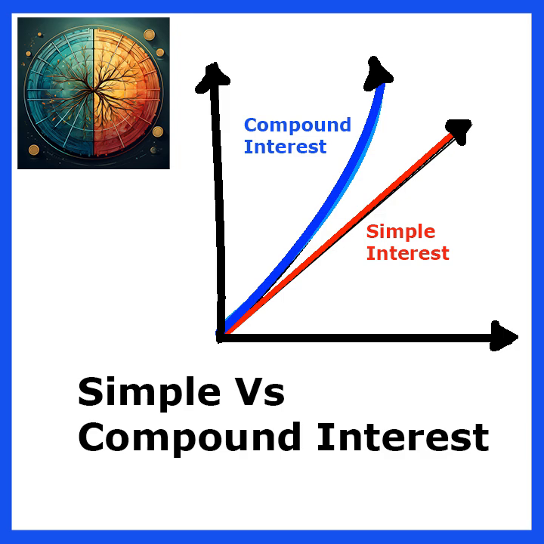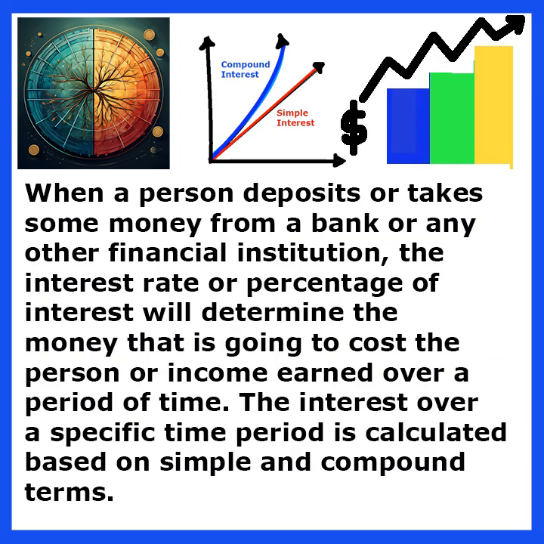Simple interest versus compound interest. When a person deposits or takes some money from a bank or any other financial institution, the interest rate or percentage of interest will determine the money that is going to cost the person or income earned over a period of time. The interest over a specific time period is calculated based on simple and compound terms.